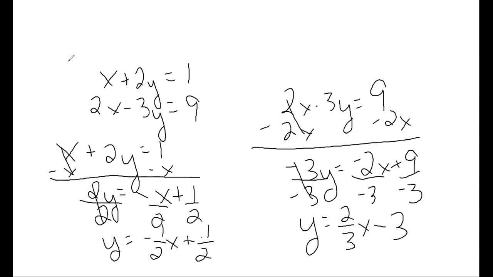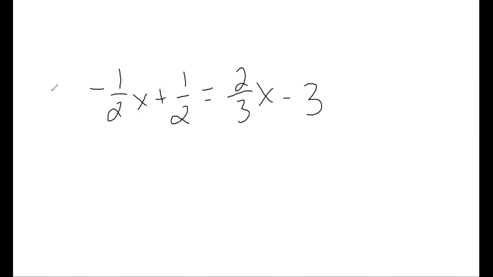These two equations you want to set equal to each other. So we're going to go to a new screen so that we can set these equal and practice our algebra. So we want to set equal negative 1/2 x plus 1/2 equals 2/3 x minus 3. This is going to be a nice reminder of how we get rid of fractions in our algebra.